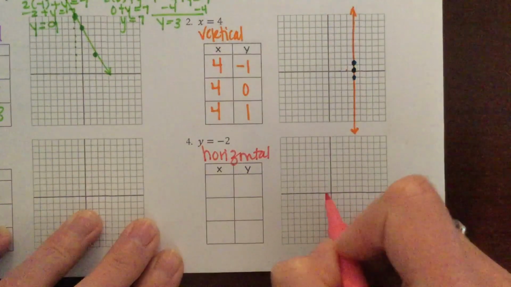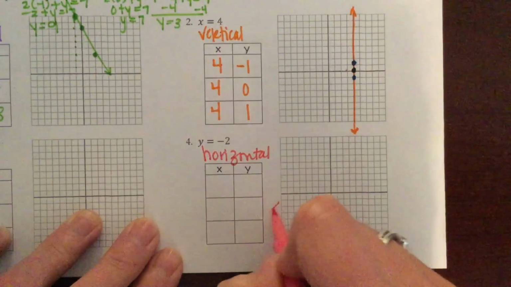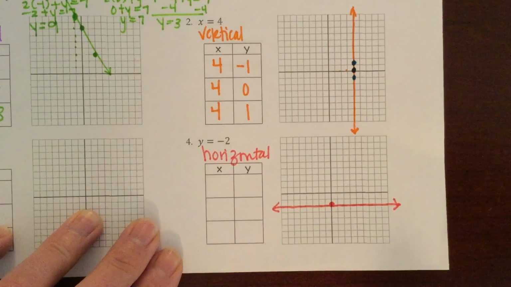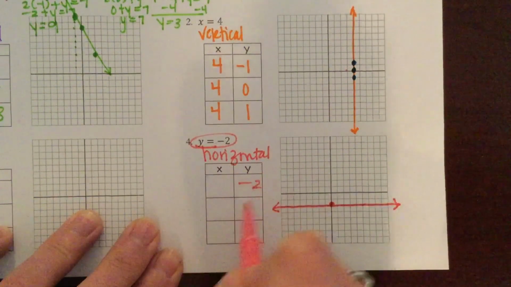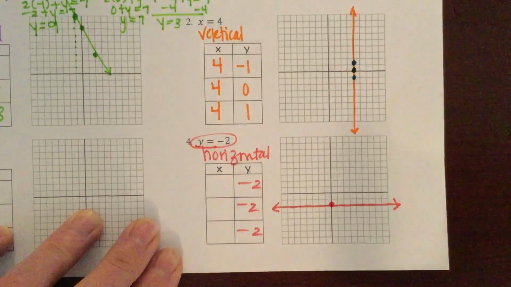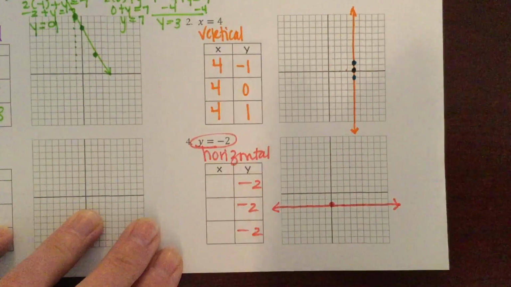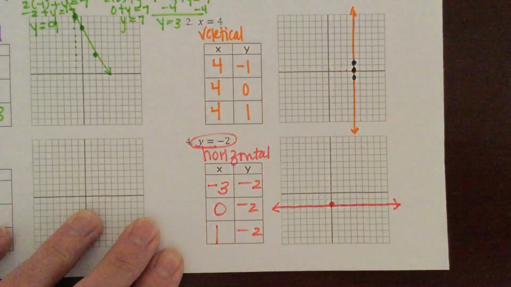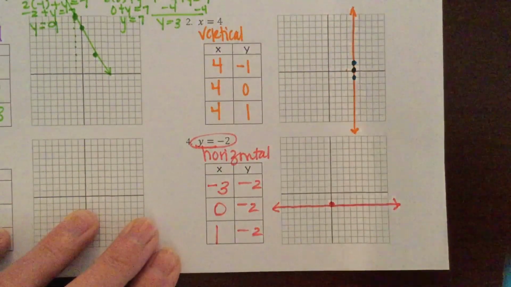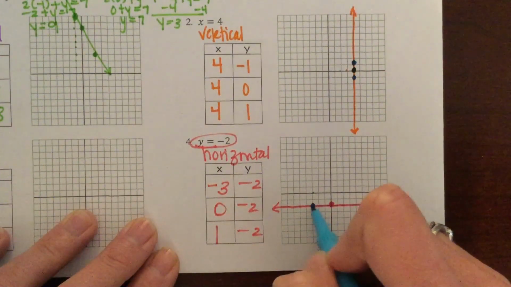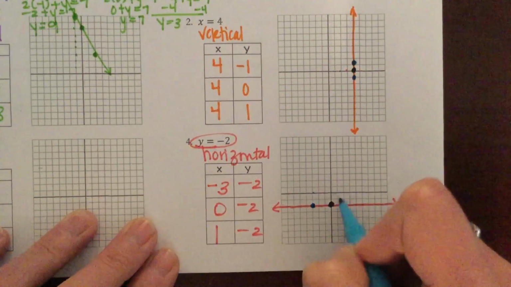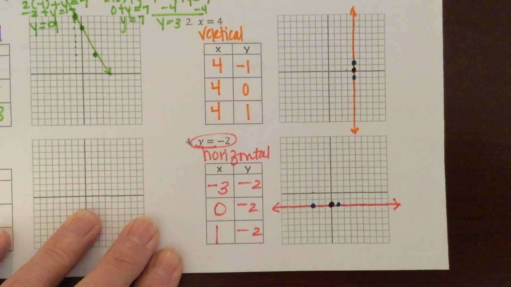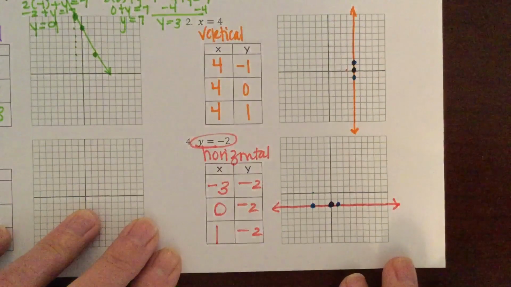If I'm not comfortable with just coming down to the y-axis, putting a point on negative 2 and drawing a horizontal line through it, then I can create a table of values. I know that no matter what, y has to be negative 2. I can now randomly select some x values. So I'll pick a negative number, 0, and some sort of positive number. And when I graph those same 3 points, negative 3, negative 2, 0, negative 2, and 1, negative 2, notice they stack up along a horizontal line that goes through negative 2 on the y-axis.